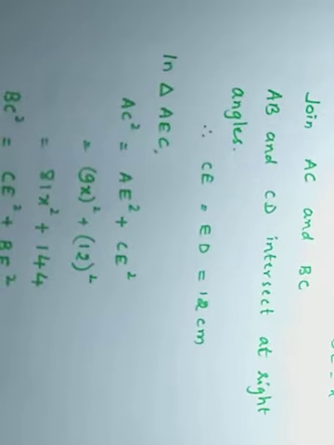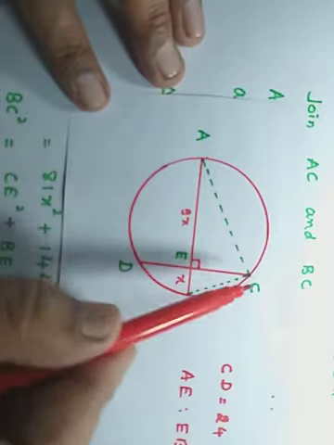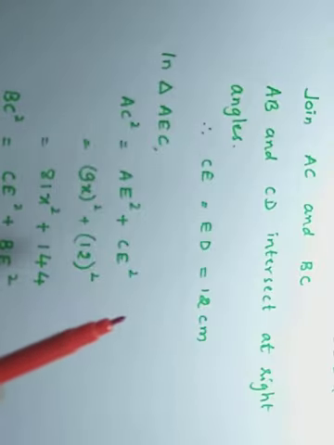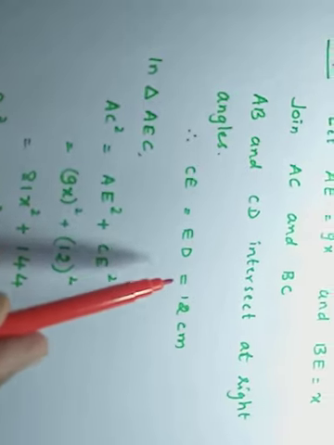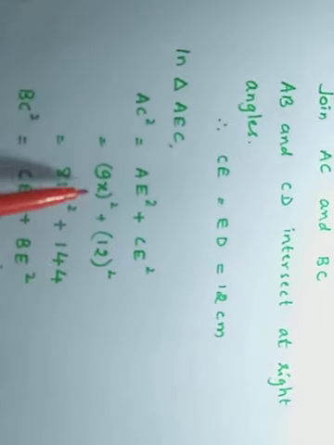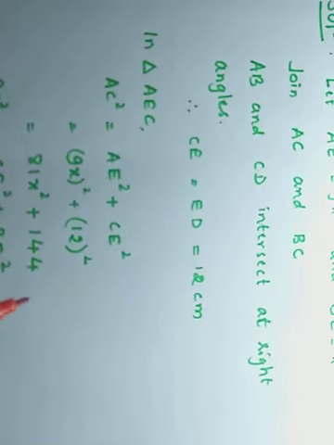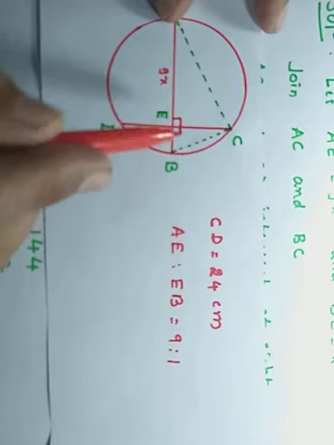In triangle AEC, by Pythagoras theorem, AC square is equal to AE square plus CE square. AE is equal to 9x, and hence we write 9x square plus 12 square, that is 81x square plus 144.